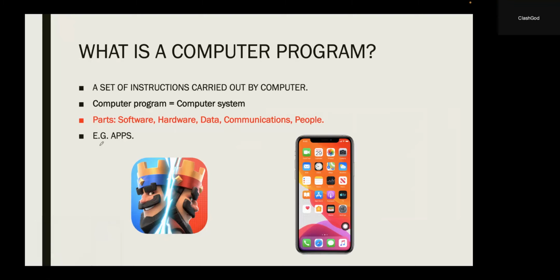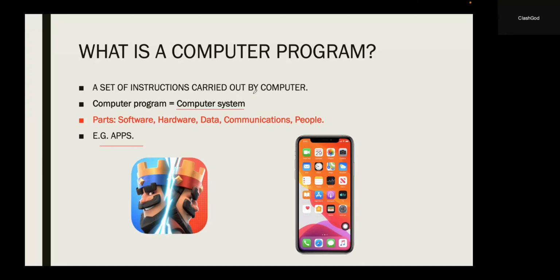Now what are some examples? Apps. Every app you see on your phone, on your computer, those are types of computer programs. They're simply a set of instructions that the computer carries out to perform a certain purpose. Now, a word that has the same meaning as the computer program is called the computer system. So these two words are interchangeable. So you need to remember that whenever you see the word computer system, it is the same as a computer program, and that is a set of instructions that a computer carries out.